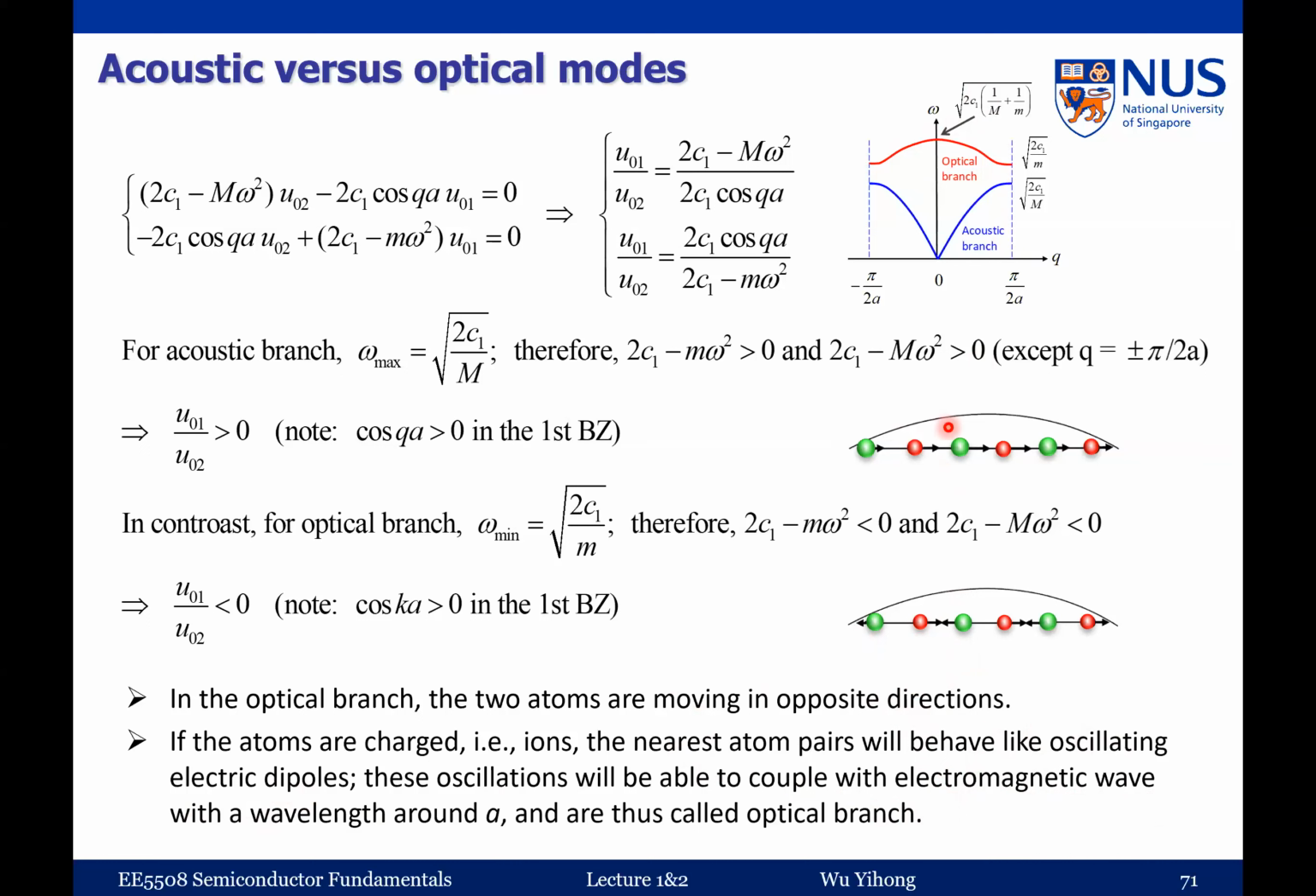And then for the acoustic mode, since both atoms are moving in the same direction, it's just an average translational motion of the two atoms, and you don't see the dipole-like oscillation. So that's the reason why we call this the acoustic mode, right? So I hope you can understand this.